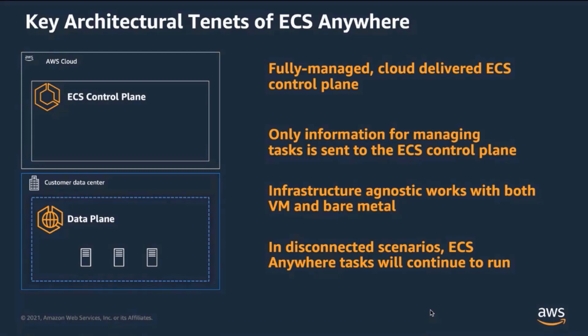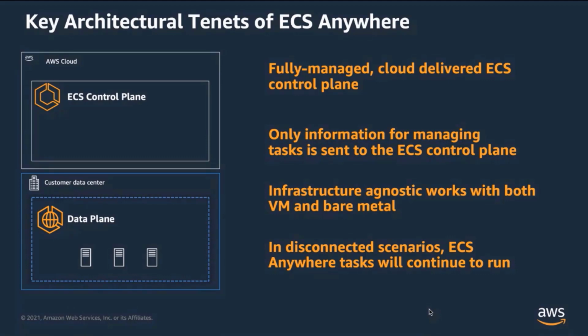Now, since the control plane is in the cloud and the data plane is under your management, there could be scenarios where there's an internet disconnect between the two. In those scenarios, we want to make sure that your task continues to run. We are not going to do any disturbances to the task and applications. And of course, there's built-in logic so that when the connection is established, we will reconcile to the state that you desire. So those are the tenets, and those are the guiding principles behind ECS Anywhere.